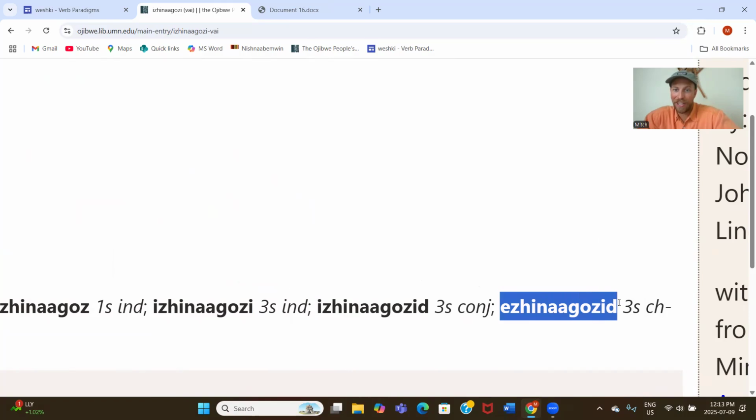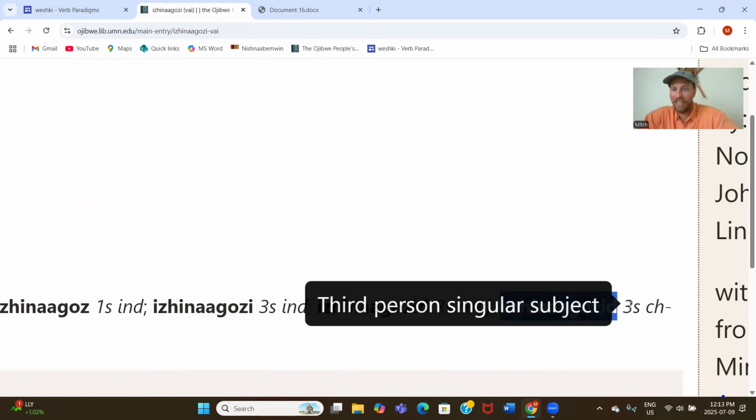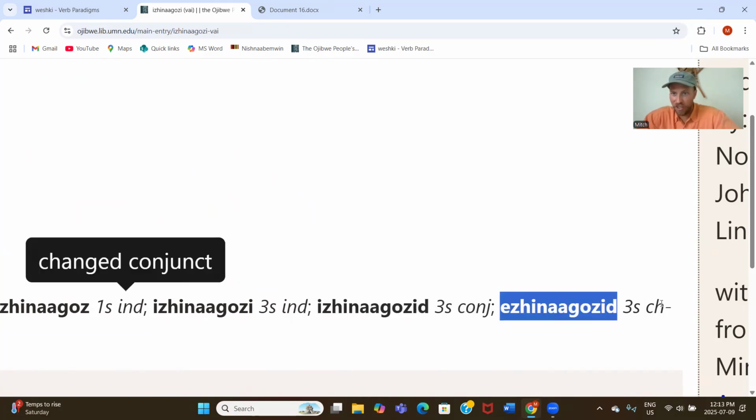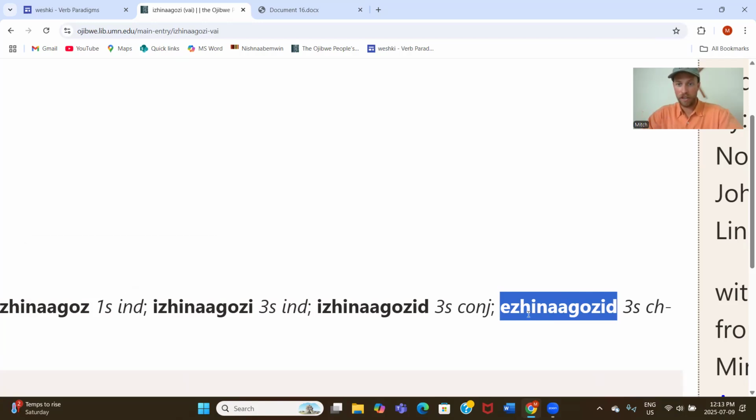agenagozid, third person changed conjunct. Okay. That's why you need to know these terms. Plain conjunct, changed conjunct, independent. That's how the dictionaries talk about this. Okay. Agenagozid, that shows you your change.